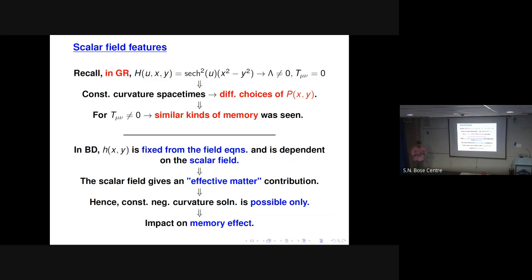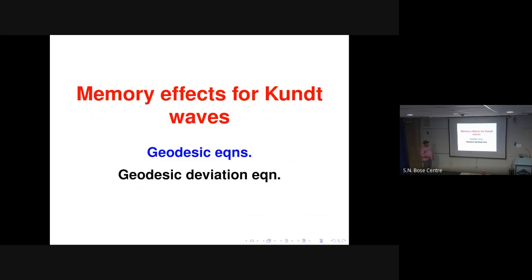So once the metric is changed, the geodesic equation will change. That means the behavior of the geodesic equation changes. So in this case, since the metric is getting changed, that is why we see a different kind of memory effect. The scalar field gives an effective matter, as I told earlier, and hence only the constant negative curvature solution will appear. And this has an impact on the memory effect.